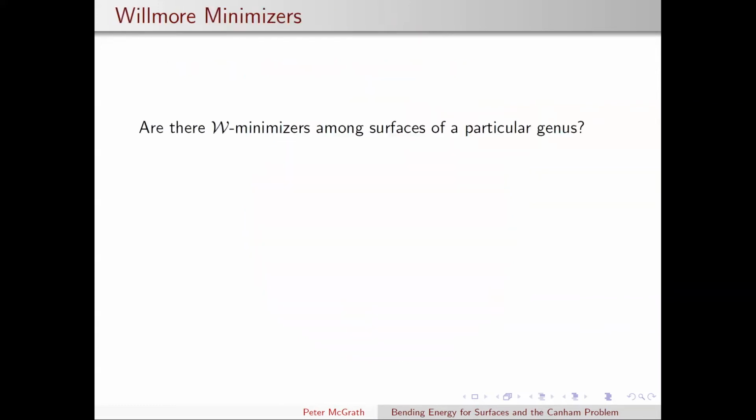So let's, after this diversion, get back to our original question. So I want to consider minimizers of the Willmore energy, but let's say with a prescribed genus, since we already know if we don't care about the genus, the absolute minimum is just 4 pi.